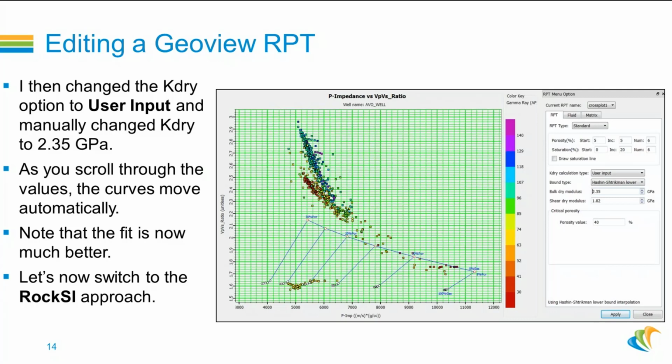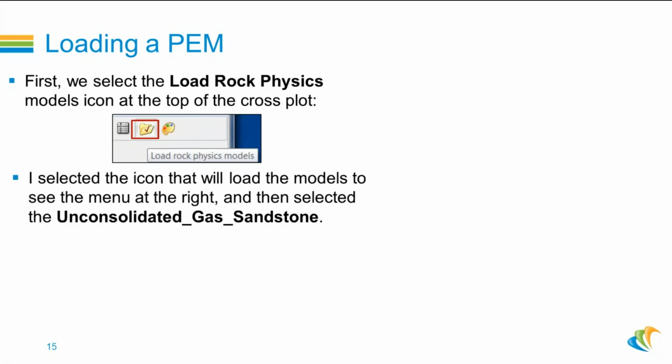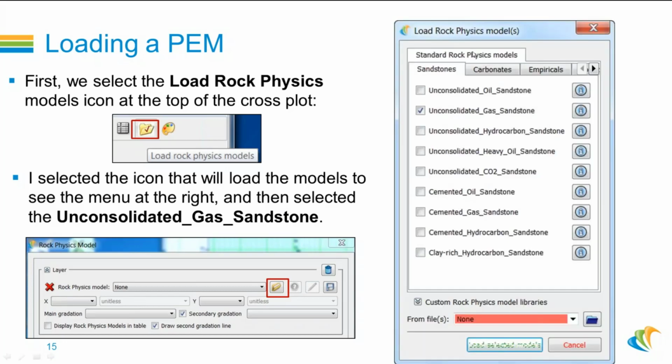So what I'm going to do now is switch to the RockSI approach. The first thing we want to do is load a petroelastic model, or a PEM, and you go to the load rock physics model icon at the top of the crossplot, which is a kind of folder with a check mark inside it. That icon will load the models, and you'll see this interactive menu come up. I'm going to select this option here that I've put a little red box around, and that will allow me to load one of the models.